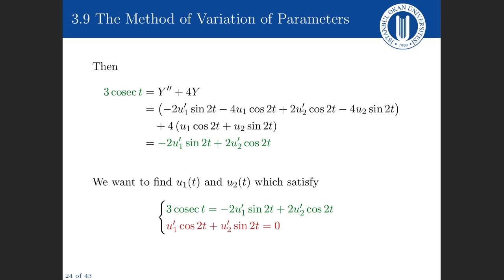Now we have two equations for u1 and u2. We have this green equation which we've just found. u1 and u2 must satisfy the green equation, but u1 and u2 must also satisfy this red equation that I introduced, this extra condition that I invented to make the calculation easier. If we can find u1 and u2 which satisfy this system of equations, then we can find our particular solution.